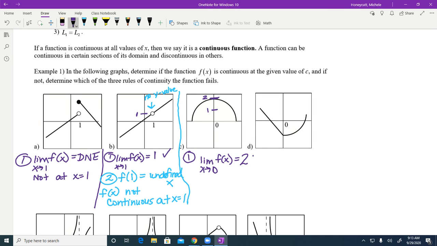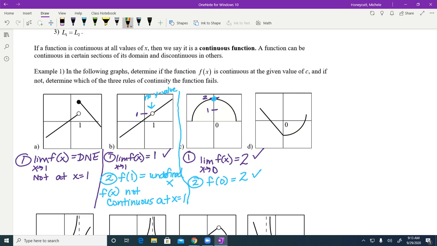First condition, check. Second condition: we actually have to figure out the value. What is the value of the function at whatever the limit was approaching? So does that exist? Well, when x is 0, there's a point on the graph right here at 2. So that exists. Yes. So far, so good. We've got 2 of the 3 conditions met.